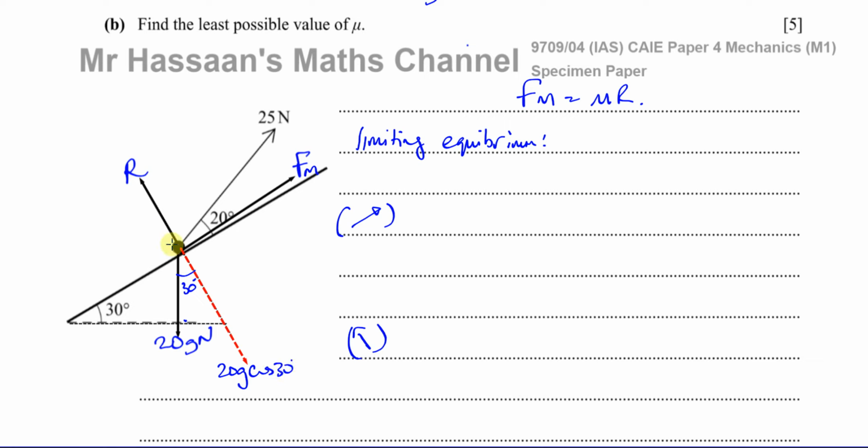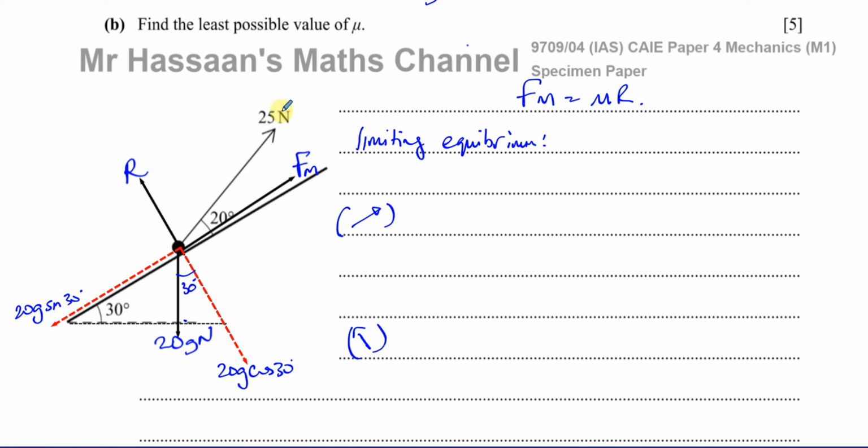And if we resolve this force going down the plane, parallel to the plane, the component of the weight down the plane, that will be 20g, because we're going away from the angle given. We say 20g times sine of 30.